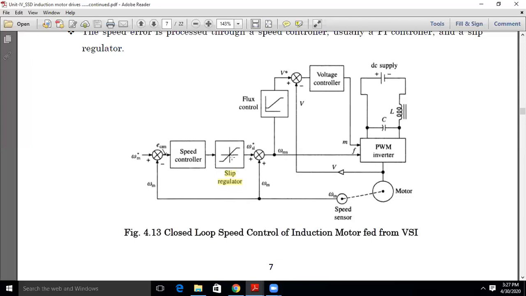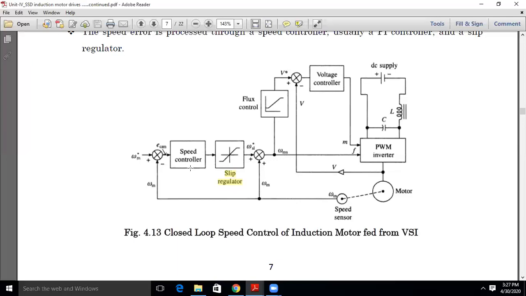The synchronous speed will not vary, and the 1 in (1 minus S) is also constant. So if you regulate the slip value, the rotor speed is varied. Hence my intention is to regulate the speed, and regulating the speed depends upon the slip value.